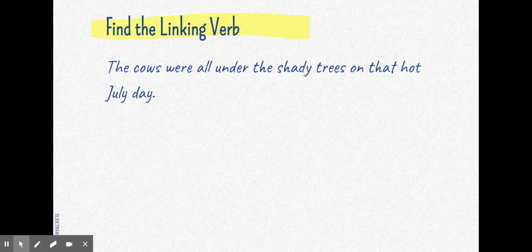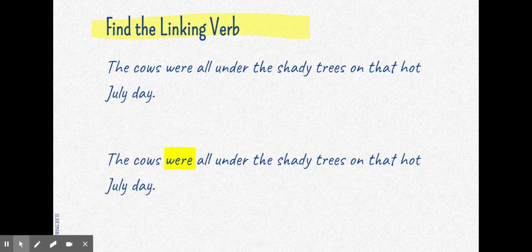The cows were all under the shady trees on that hot July day. So what's our linking verb here? What is expressing what something is and connecting it to a description? Our answer here is "were." Cows is the subject, and "were" is connecting the cows to their description, which is under the shady trees on that hot July day. So "were" here is our linking verb.